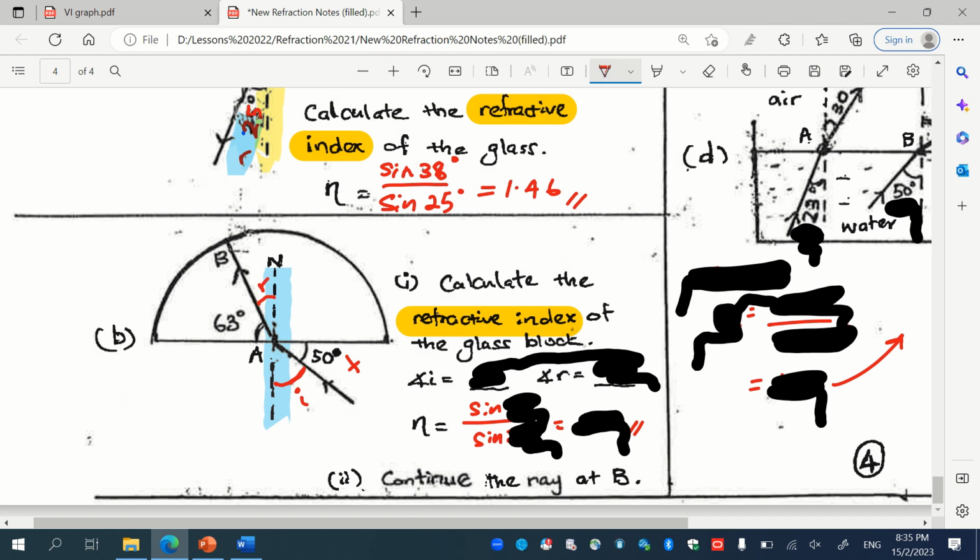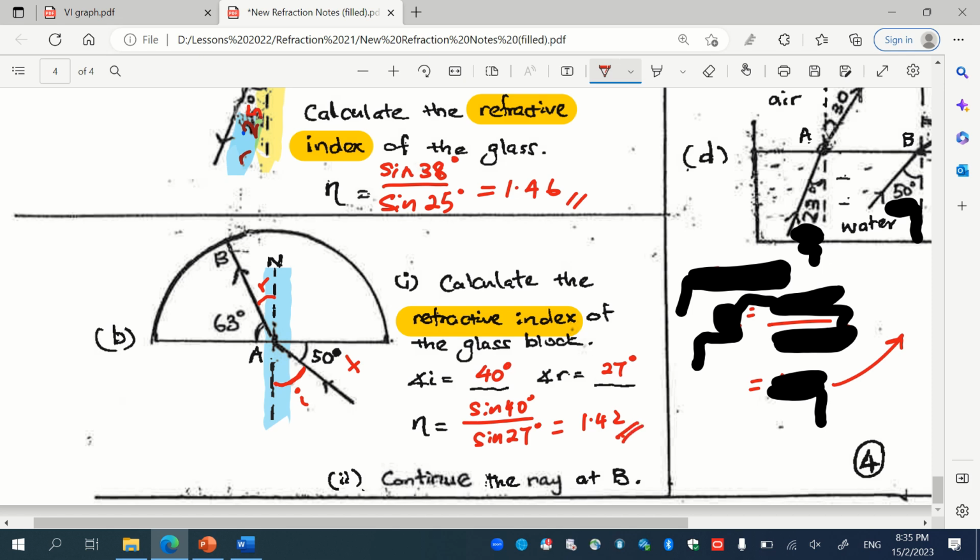So you can tell angle I is not 50. It is 90 minus 50, which is 40. And angle R is 90 minus 63, which is 27. Once you get these two angles correct, the rest is easy. To find the refractive index of the glass block, all you have to do is take sine big angle over sine small angle: sine 40 over sine 27. Press your calculator and you get 1.42.